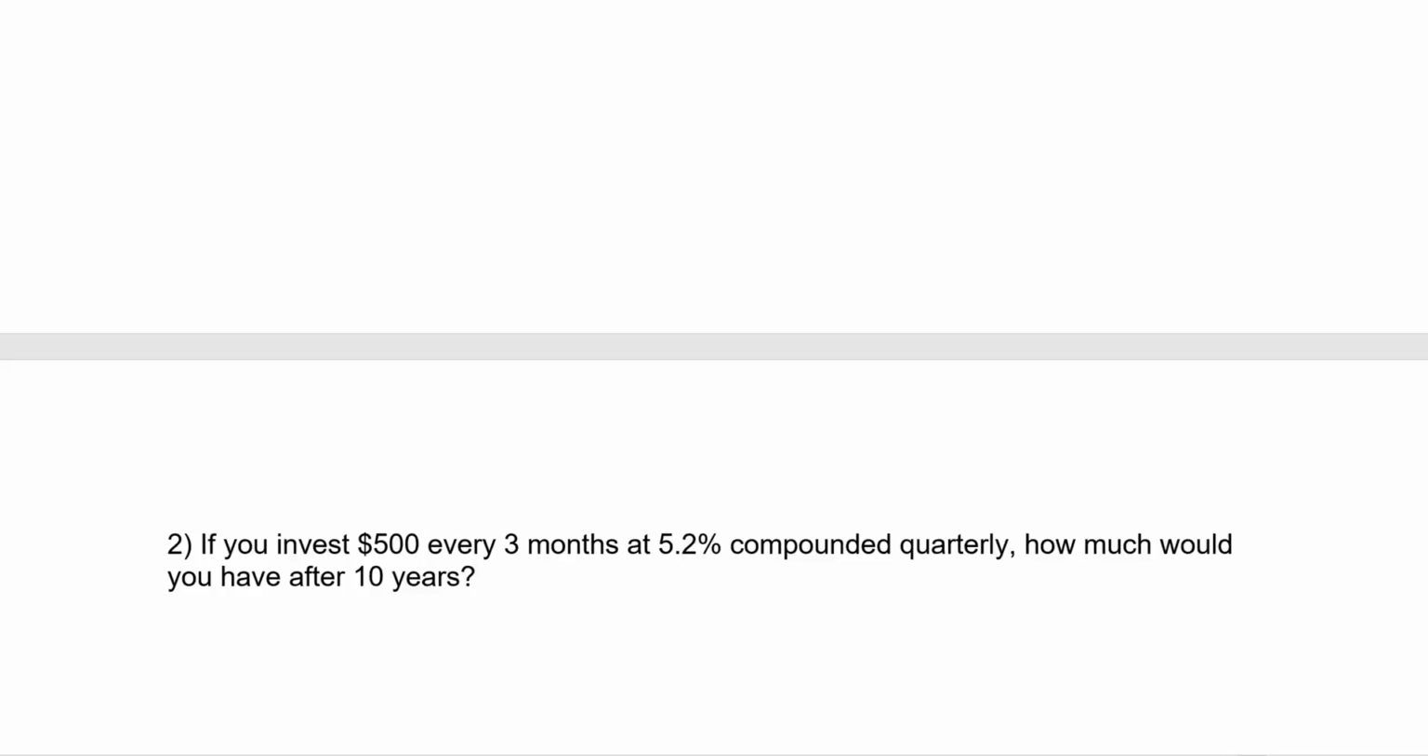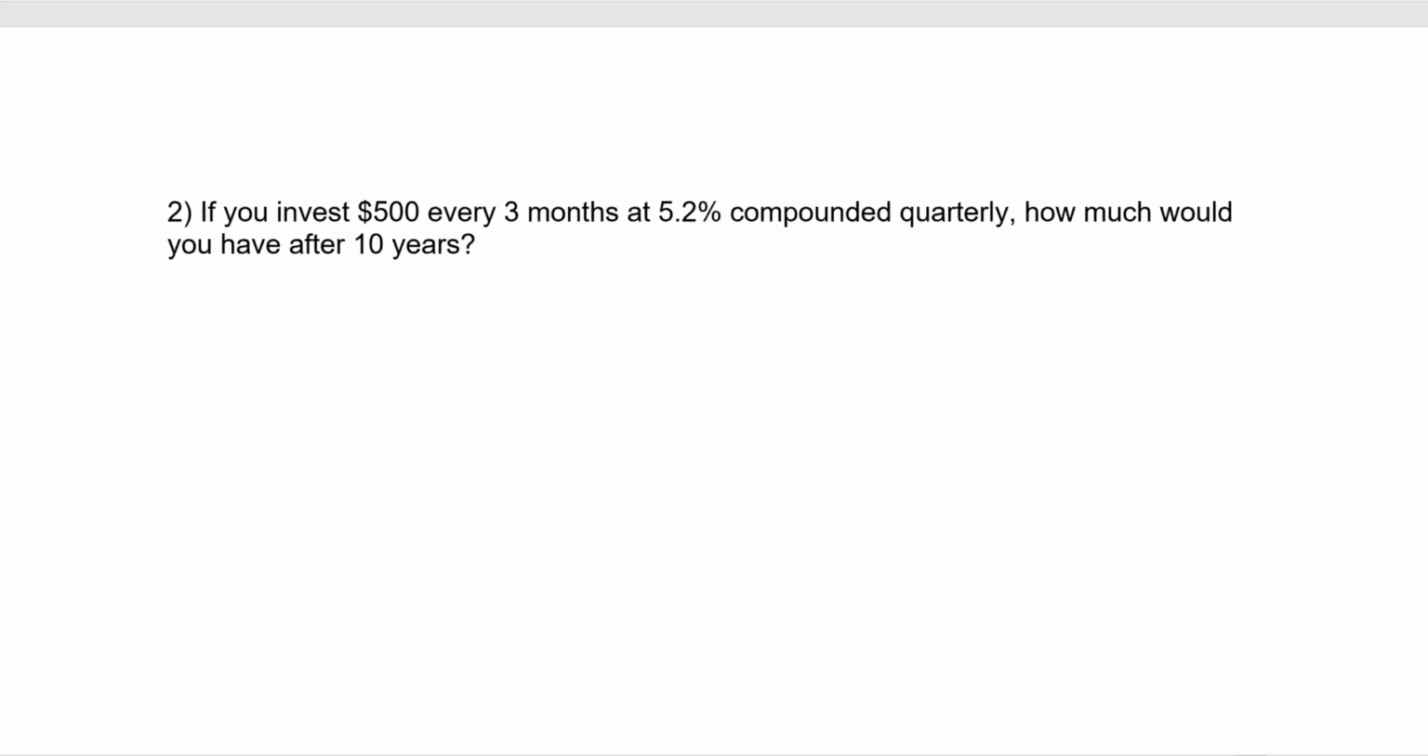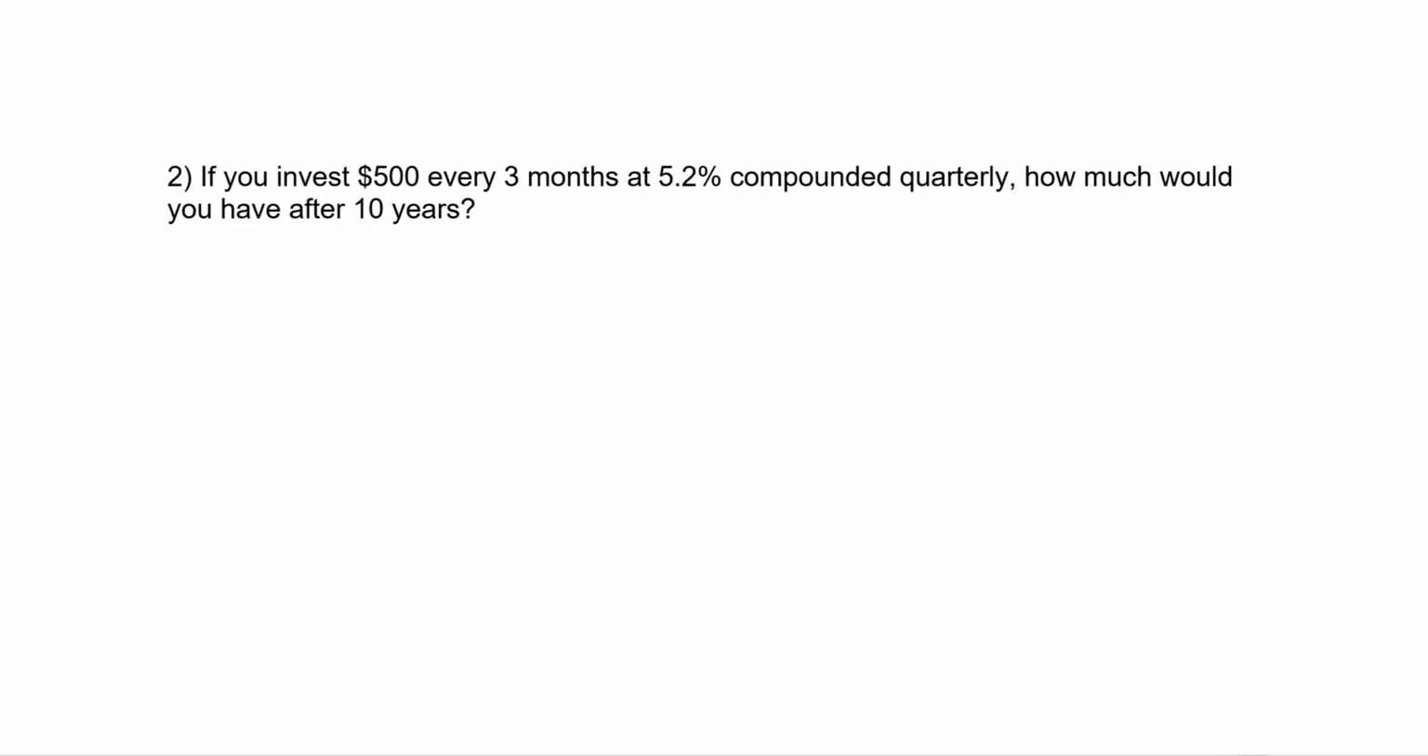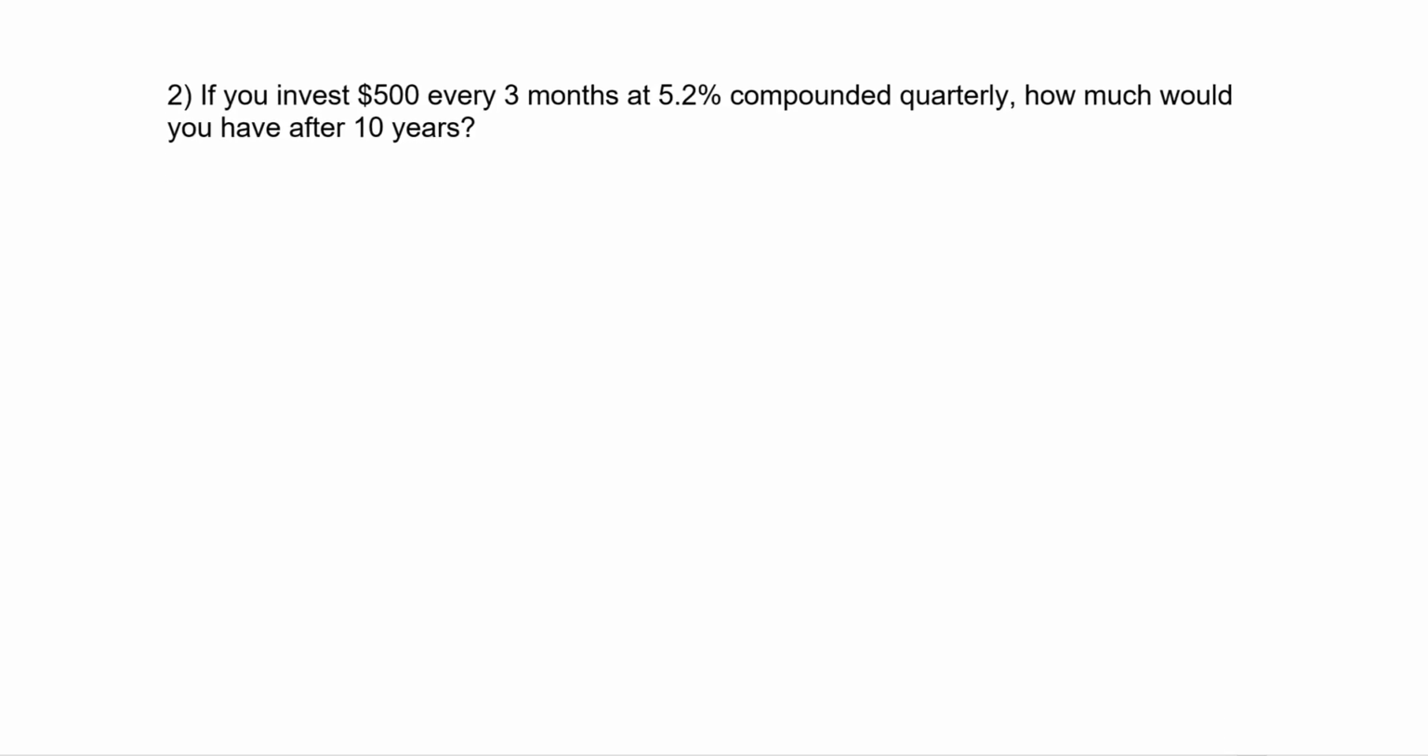All right, so we're going to look at a couple of examples here. And just like any of the other formulas, we're always going to substitute in whatever we know, and then we're going to solve for whatever the unknown value is. Now, if we invest $500 every 3 months, this means that my regular payment, R, is $500. Now, if it's every 3 months, if you remember, that means that we are investing quarterly, every quarter of the year. Now, it's 5.2% compounded quarterly.